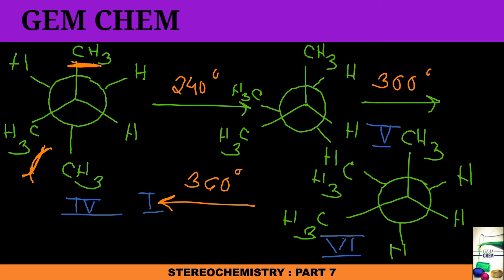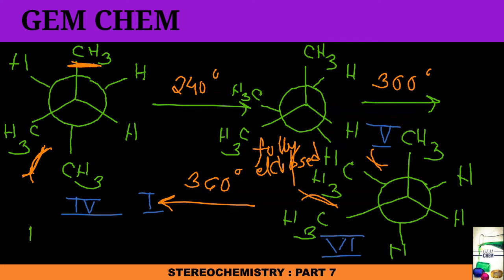Next, we have fully eclipsed conformation again. So here in this particular compound, we are having fully eclipsed conformation 2 times. Next one, we have 2 van der Waals interaction, right? So if you can see, the energy of 1, which we have seen here, and energy of 5 is same, right?